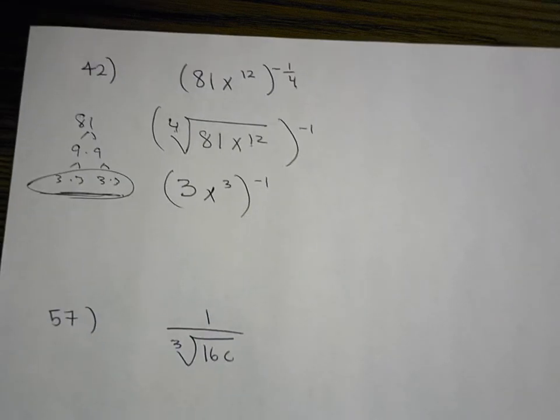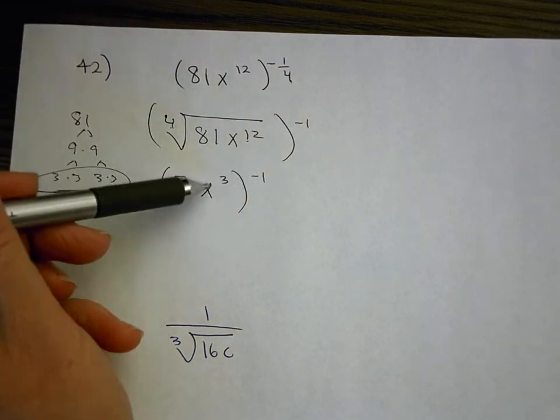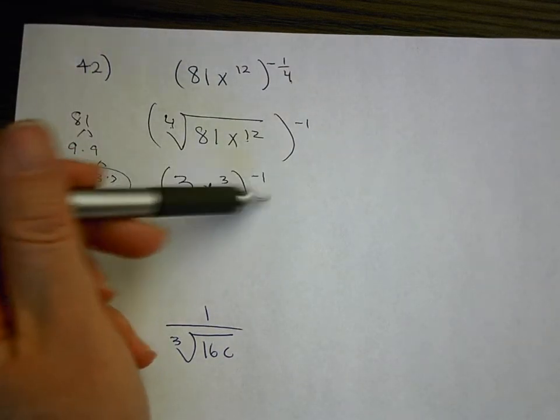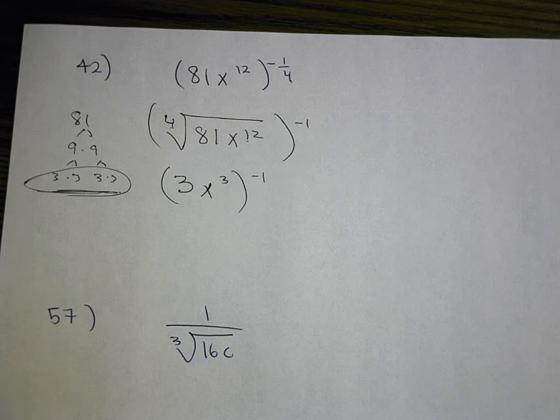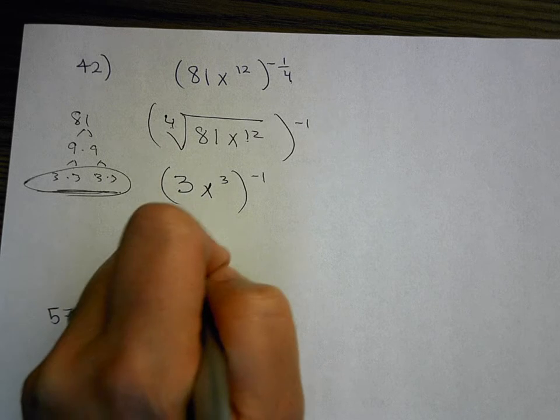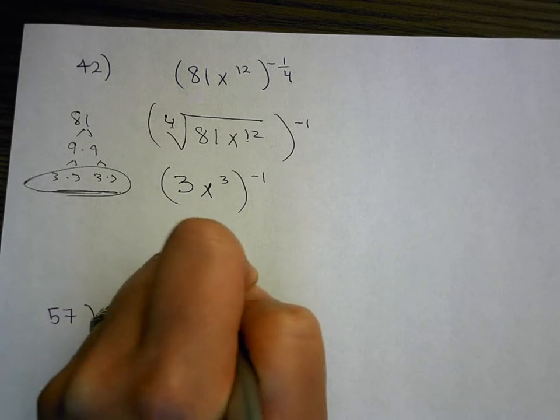So here, I could distribute the negative 1 into all of that, but the negative is just making that be a reciprocal, right? So if it's negative 1, we just need to do the reciprocal of that. So the reciprocal here would be 1 over 3x cubed.